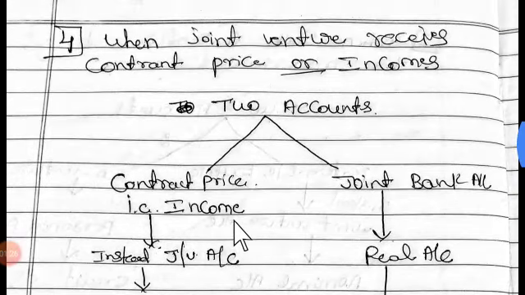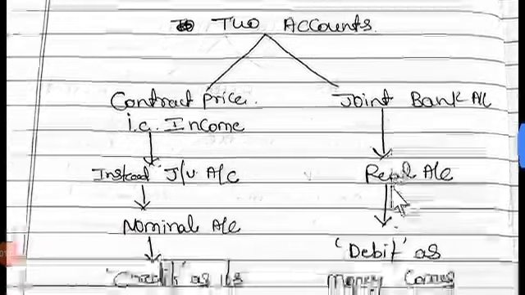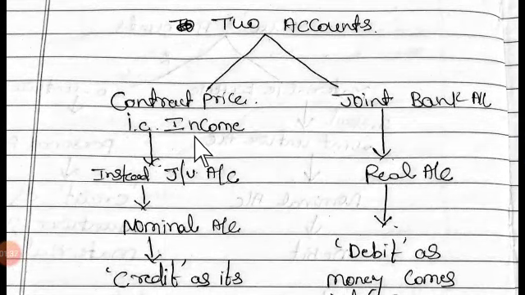So when the contract price is received by the joint venture, two accounts will be raised in this transaction: one is contract price, the other is joint bank. Contract price is income. As I explained in the earlier video, as and when we receive an income, instead of that income we should open the joint venture account. In expenses also we did the same thing: as per the nominal account, expenses are to be debited, but instead of debiting that expense we debit joint venture, which means that particular expense is transferred to the joint venture account.